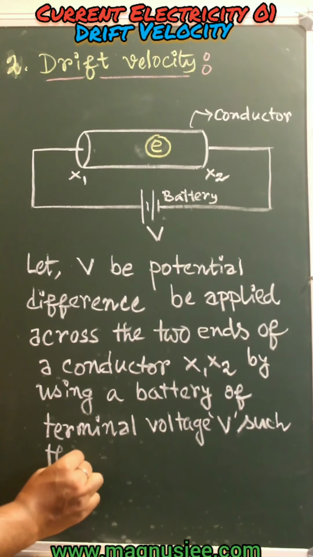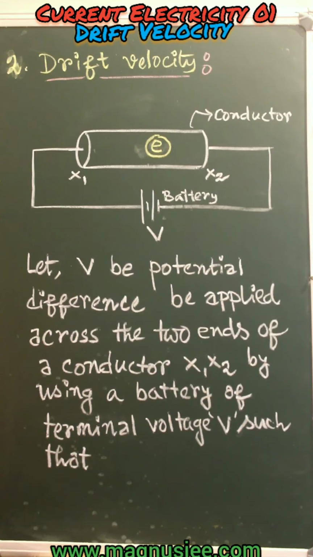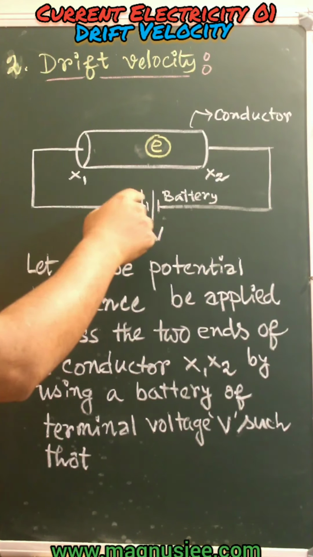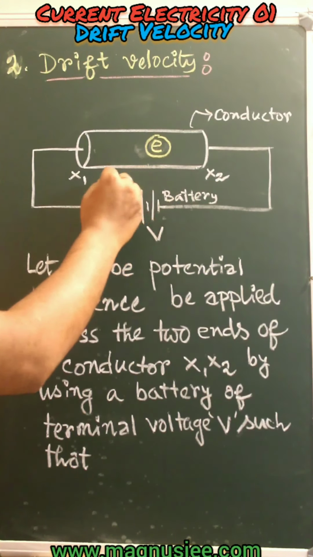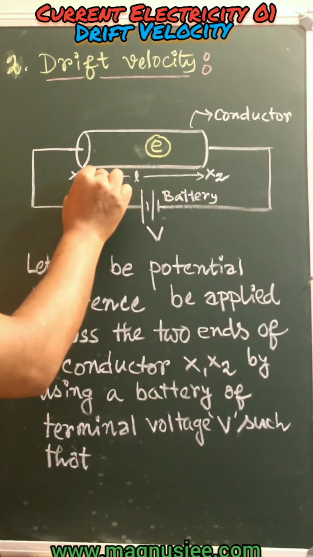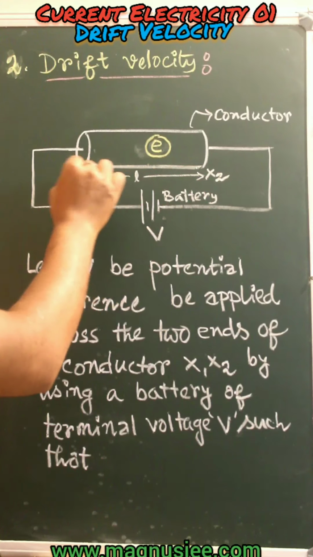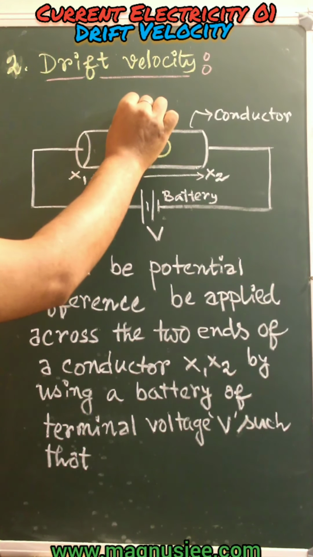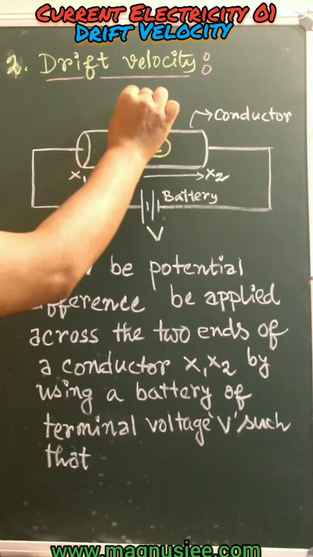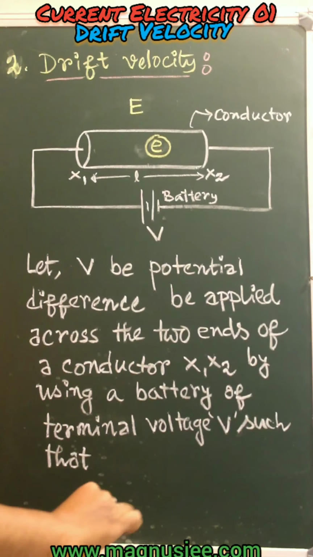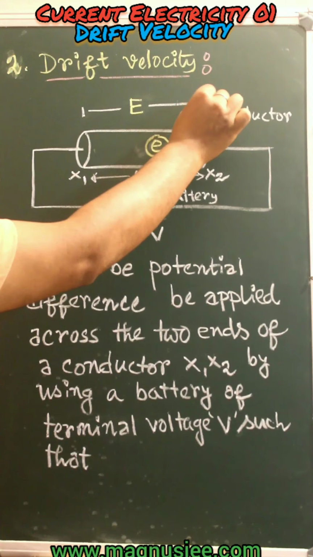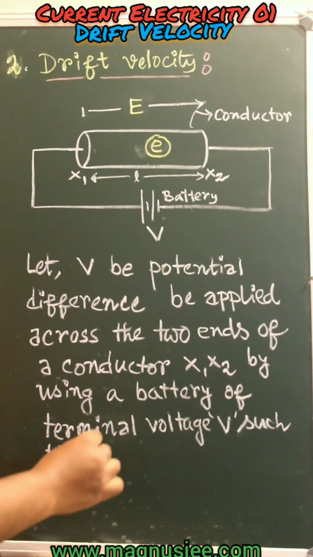Such that the electric field intensity, in this case battery, and X1 X2 is the conductor and L is the length of the conductor X1, X2, and field intensity Ex, field intensity Ex from its positive end to negative end, that means towards right.